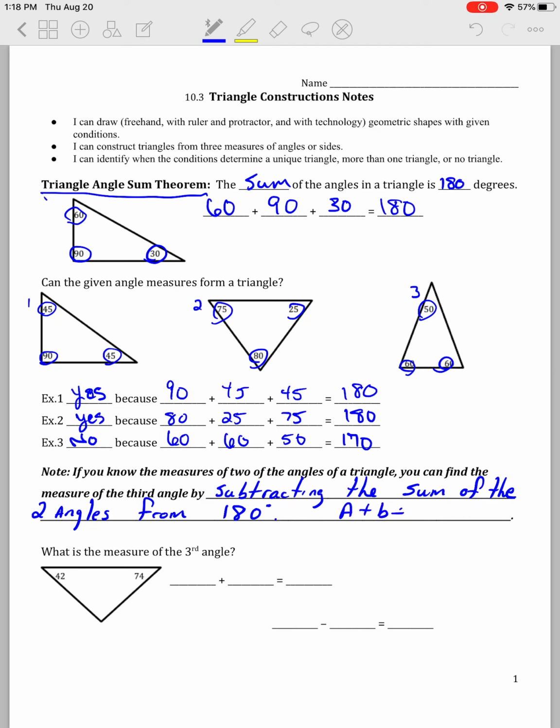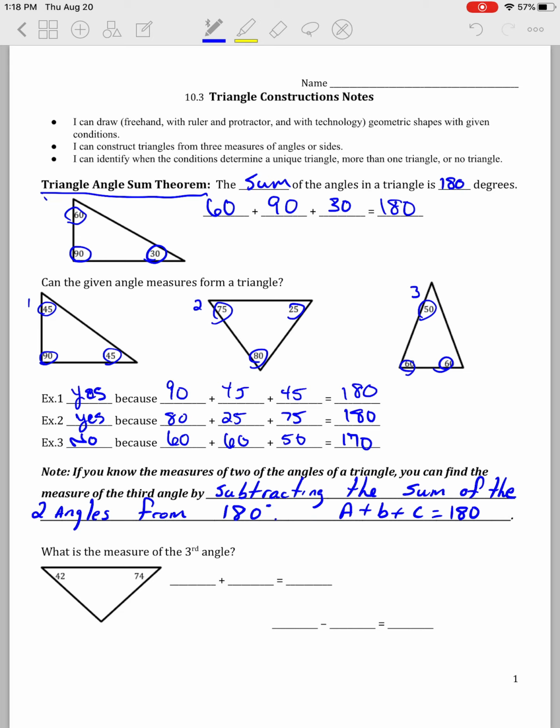Think of it like this. A plus B plus C equals 180. And A, B, and C are all angles of the triangle. And it could be whichever angles you want on there. It doesn't have to be specific. But that's what it looks like.